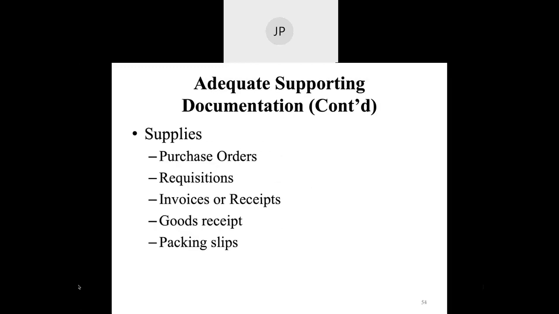If you have claimed supplies under the ESSER grant, then we want to see documentation such as your purchase orders, purchase requisitions, invoices or receipts, goods receipts, or your packing slips to show when the goods were actually received.